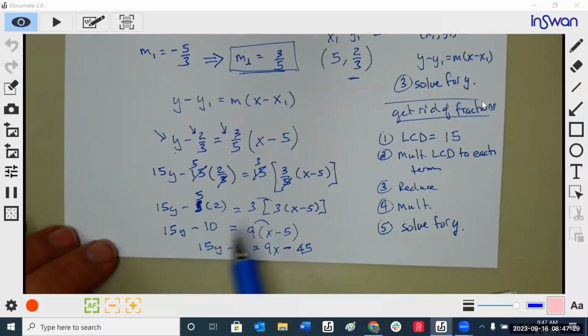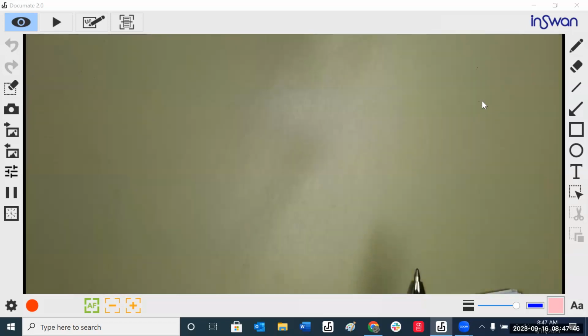Multiply to get rid of the parentheses. That's what we're doing here. 5 times 2 is 10. 3 times 3 is 9. We have more parentheses, so we have to multiply 9 times x. Negative 9x. 9 times 5 is 45. That's where we are now. Sorry about that.